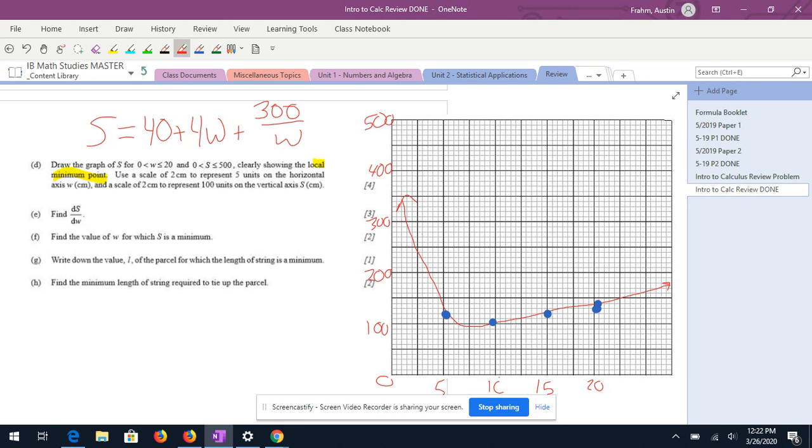Some of the main points are at 5, 120. The second one's at 10, 110. The third one is at 15, 120. And the last one is at 20, 135. But if we wanted to find the local minimum, okay, what we could do is do second trace number 3.